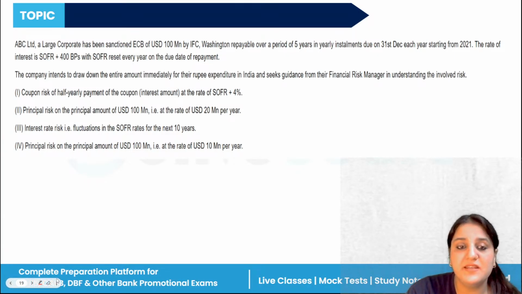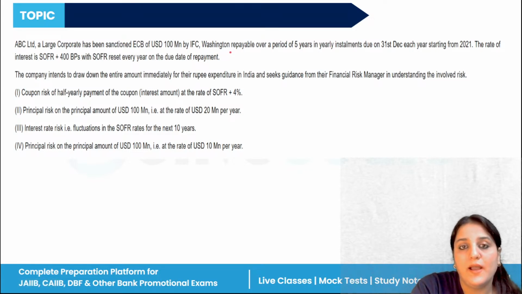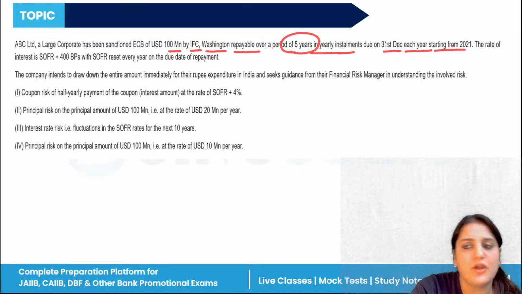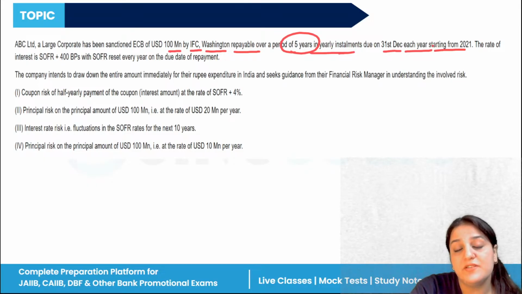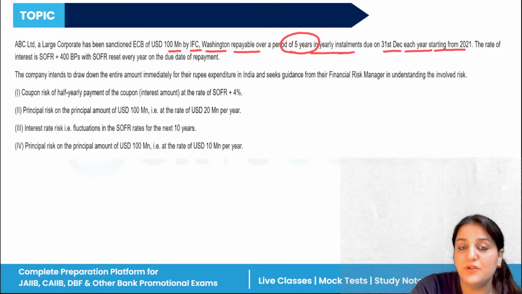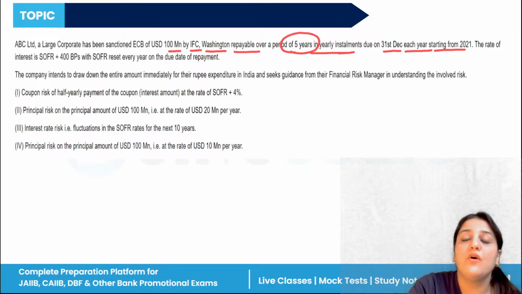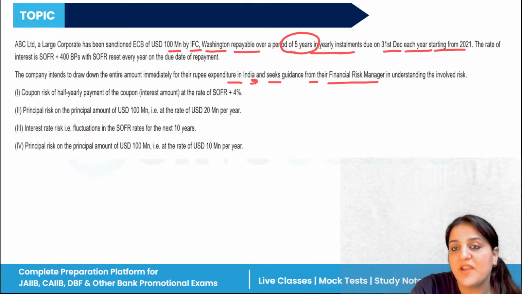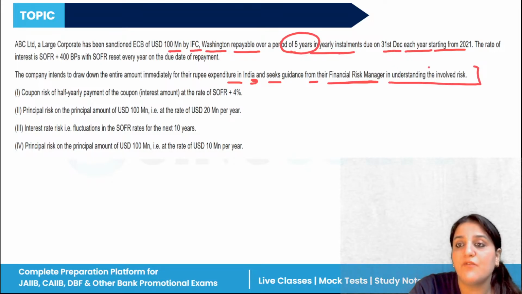So there is ABC Limited, a very large corporate, which has a sanctioned ECB, external commercial borrowing, of US dollar 10 million from IFSC Washington, repayable after 5 years in yearly installments starting from 31st December 2021. Now the rate of interest is SOFR plus 400 basis points, with SOFR reset every year on the due date of repayment. The company intends to draw down the entire amount immediately for its rupee expenditure in India and seeks guidance from the financial risk manager in understanding the risks involved.